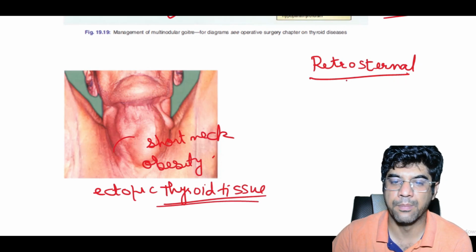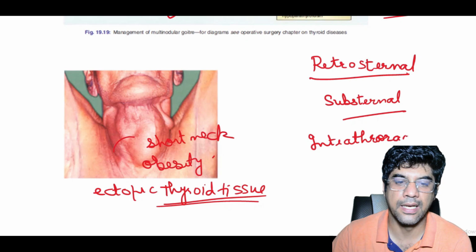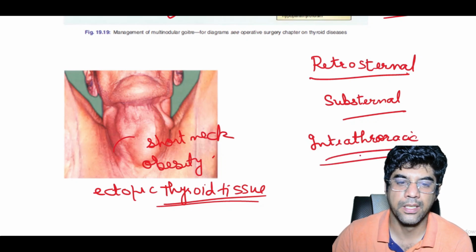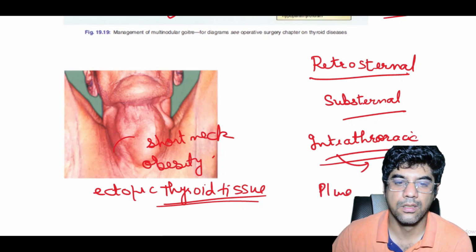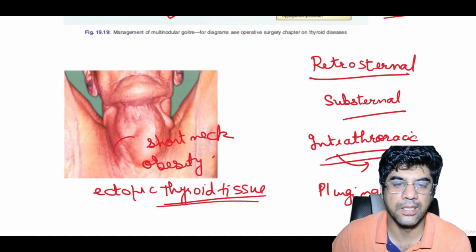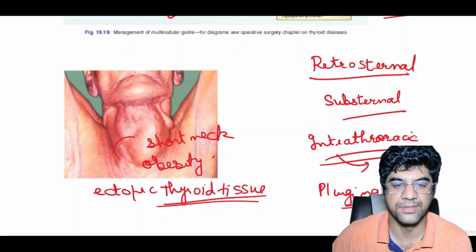Now types could be, remember, substernal, when the lower border of the gland is behind the sternum. Intrathoracic: here the thyroid is not visible in the neck and it is diagnosed by radioiodine scan. The third is plunging goiter. So here the lower border is seen in the neck during the cough. That occurs due to increased intrathoracic pressure.